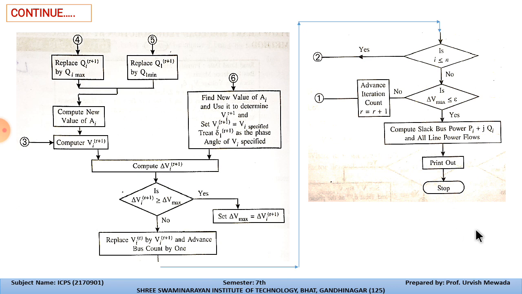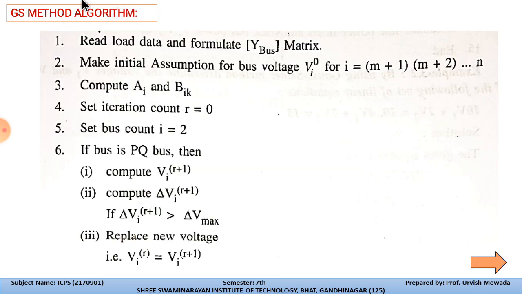So this is the flow chart. This can be easily understood by calculating an example related to this. So first of all we check the Gauss Seidel method algorithm, and then we'll discuss the example related to that. This is the first step, the algorithm followed by the GS method.